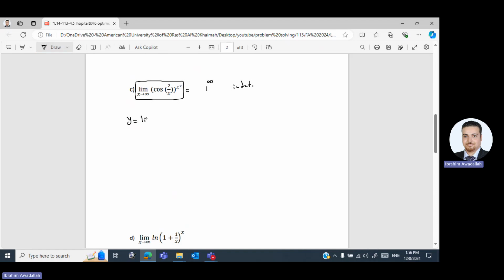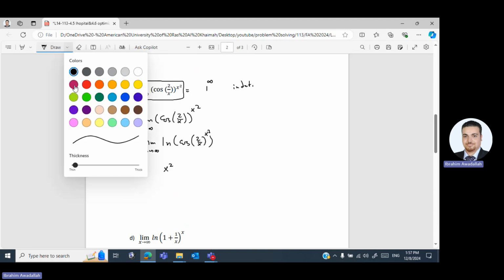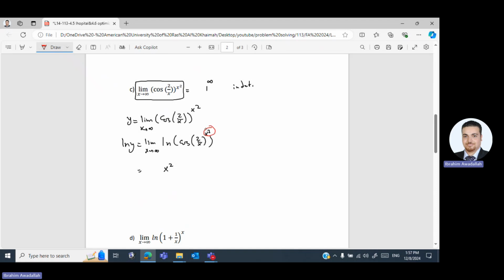Y equal limit cosine 2 over x to the power x squared, then ln y equal, don't forget the infinity here, limit, and we take that in the class. The ln is continuous function, so we can take it ln cosine 2 over x to the power x squared. And now we have x squared, one of the properties of ln. That's why we take ln. The x squared can be before the ln.